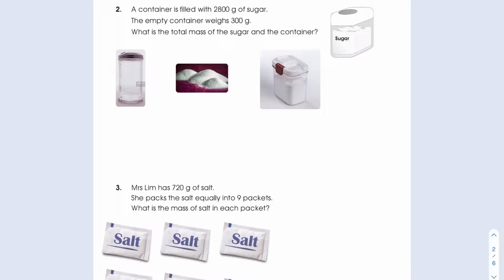A container, okay, has 2,800 gram of sugar. The empty container weighs 300 gram. And we need to find the total mass of the sugar and the container. So looking at the diagram below, we have the empty container, which is 300 gram, and it is filled with 2,800 gram of sugar. So we need to add them together to see what is the total mass of the sugar and the container itself. Okay, so we just add them together.